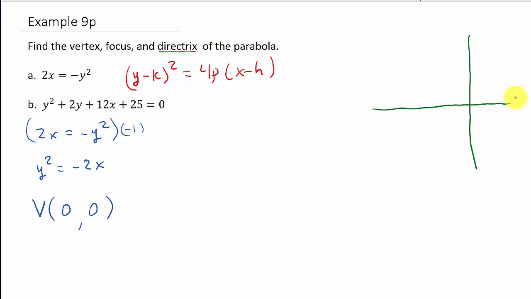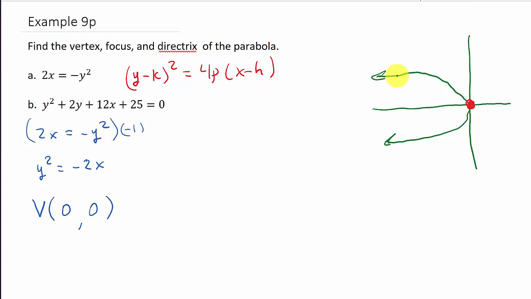Okay. So our vertex is at 0, 0, which is right here. And which way is it going to open? Well, it's going to open to the left because we've got a negative here. If this were positive, it would open up to the right. But we know this is going to open up to the left. It's not a very good graph, but that's all we need.